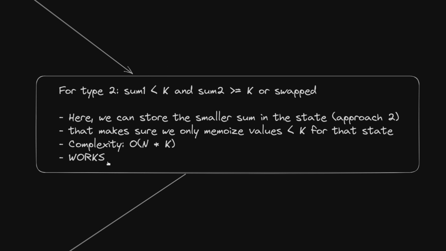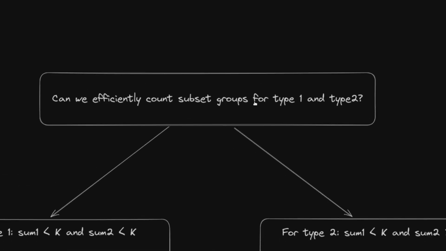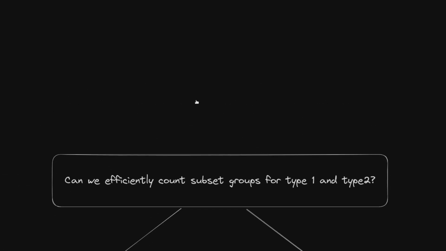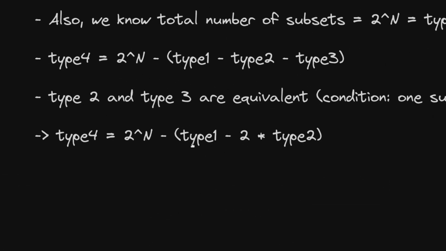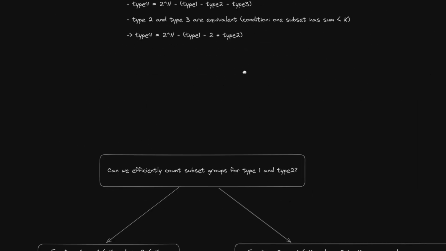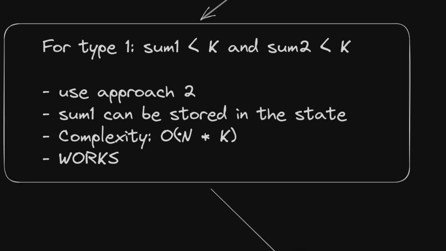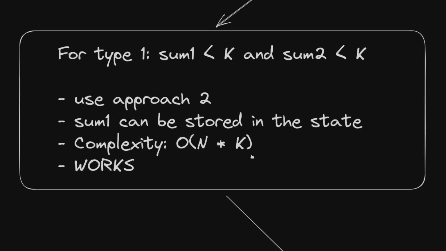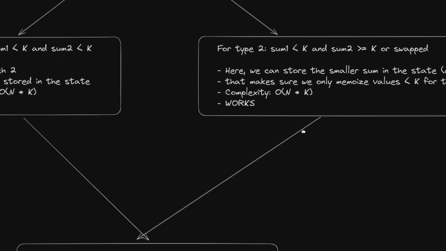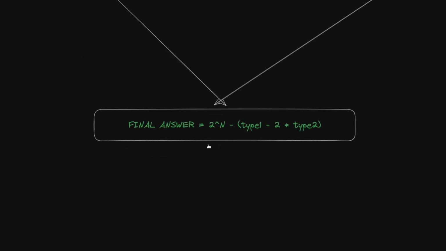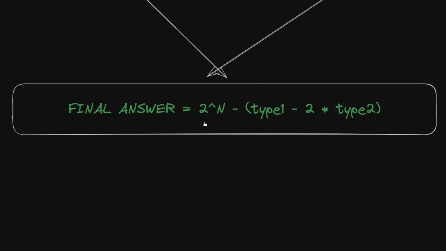And this is how we are going to derive both of these values, type 1 and type 2 counts, for this formula, and substituting it, we are going to get the final answer. So once we compute the answers for both of these types in order n times k time complexity, both of them have equivalent time complexity, we are going to find out the final answer using this formula.